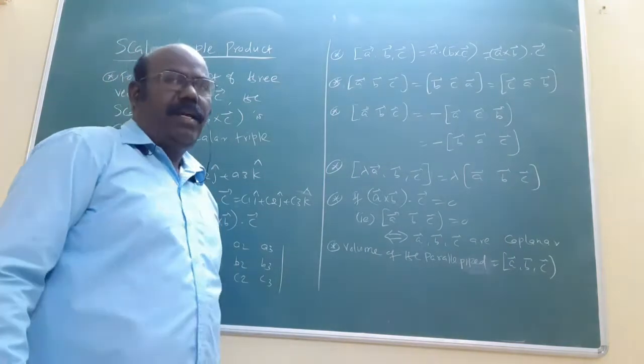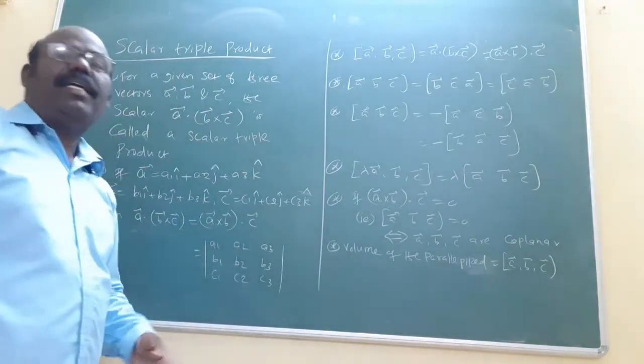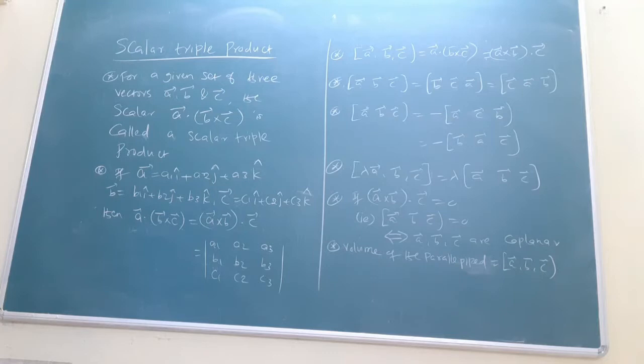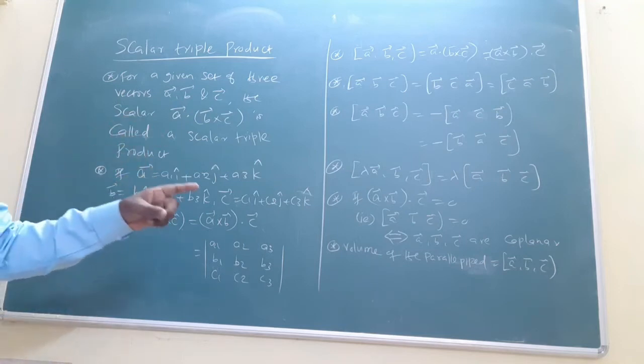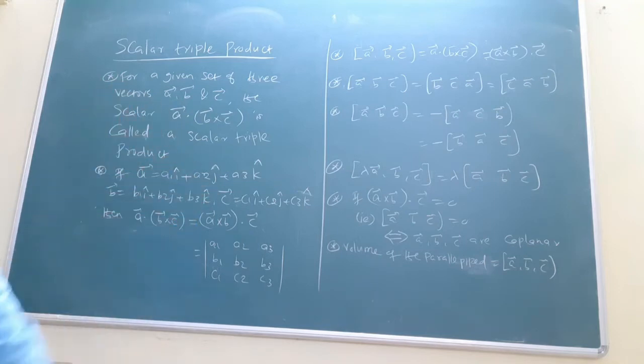This is a formula. By using this idea, next is the exercise. Exercise 6 uses only this first idea: box product, scalar triple product, coplanar, volume of the parallelepiped. This is the concept for the second exercise.